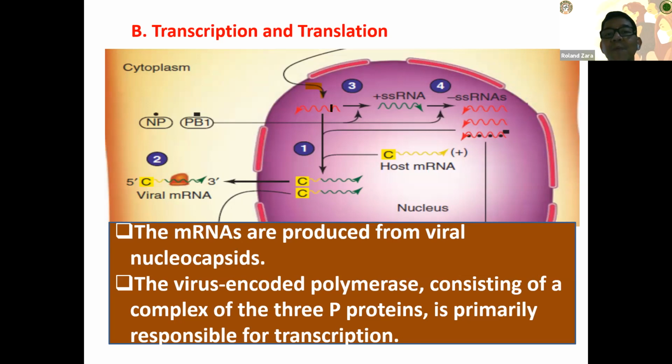With the help of your PB1, it undergoes transcription. Later on, you'll see what's happening in step 1, step 2, step 3, and step 4. The mRNA is produced from the viral nucleocapsid. The virus-encoded enzyme polymerase consists of a complex of three proteins: the NP, the PB1, and the PB2, which is primarily responsible for the transcription. These will be responsible for the transcription of this viral RNA to produce a lot of RNA.